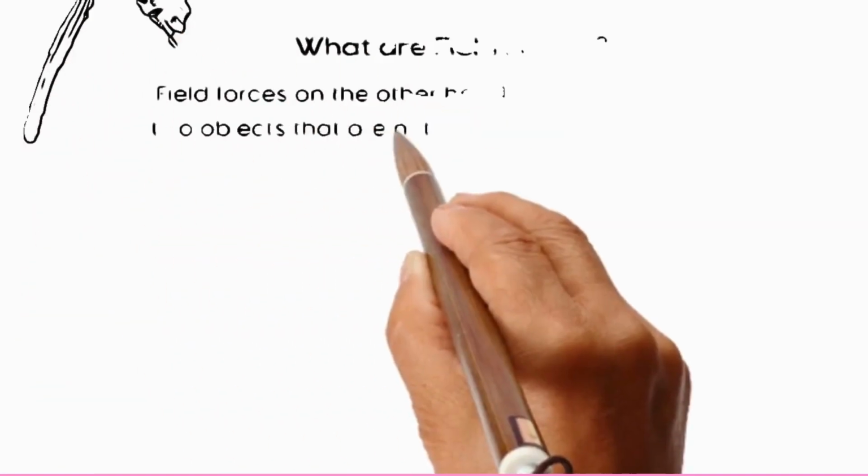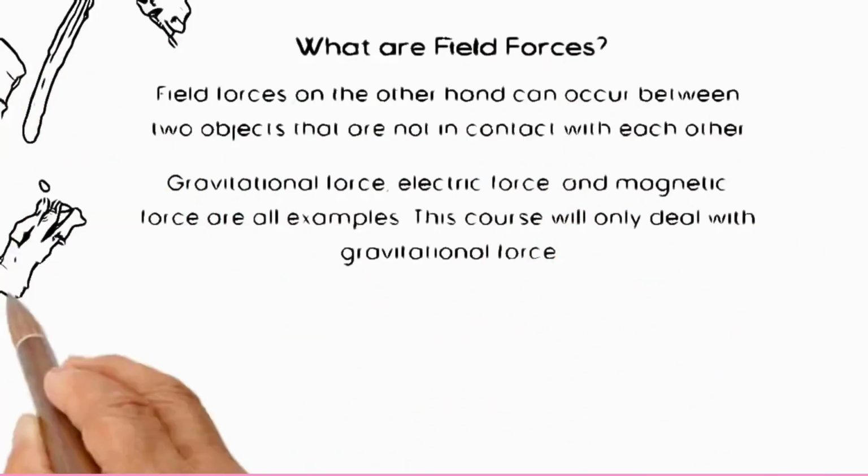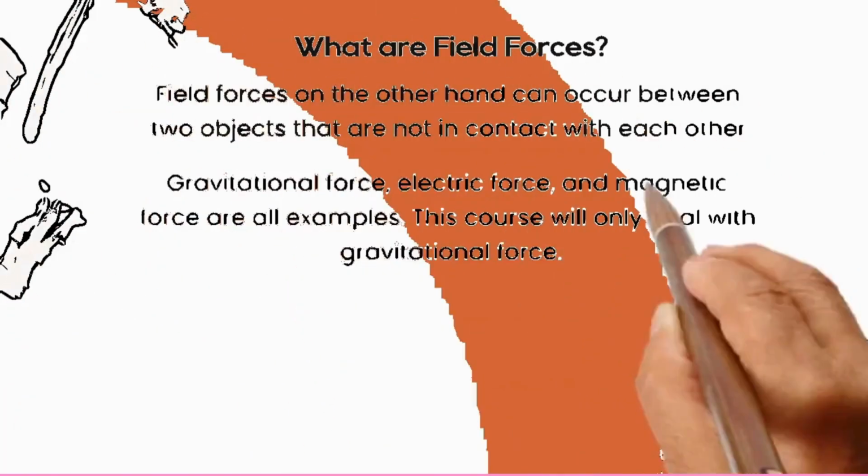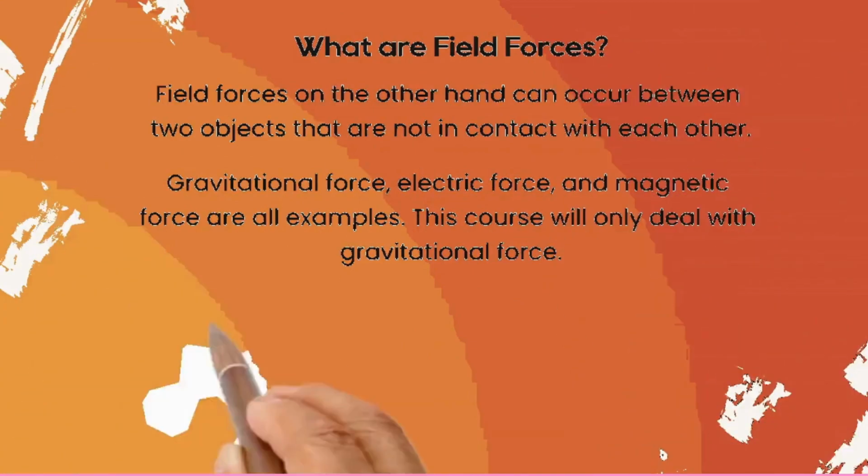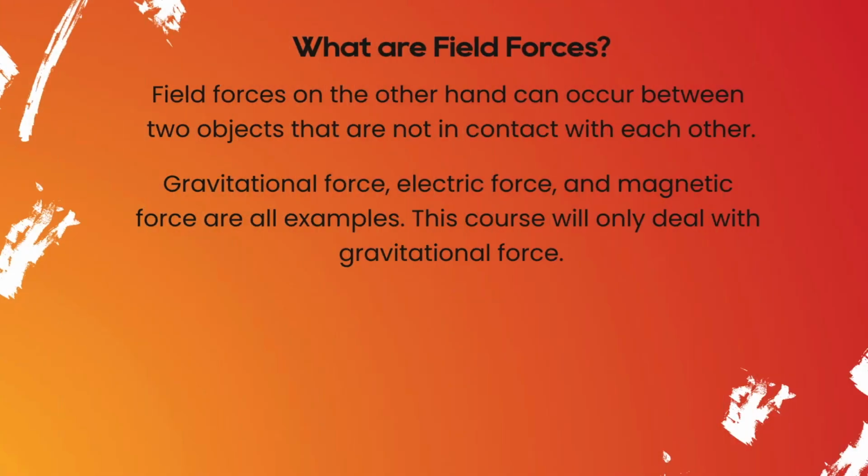Now there's also field forces, which act between two objects that are not in contact with each other. Examples of field forces are gravitational force, electric force, and magnetic force. Gravitational force is caused by the gravitational field. And electric and magnetic forces, you don't need to worry about that. That's for either AP Physics 2 students or AP Physics C electricity students.